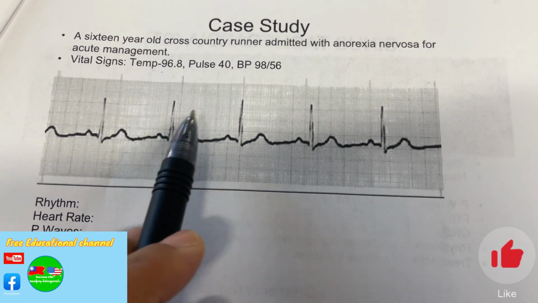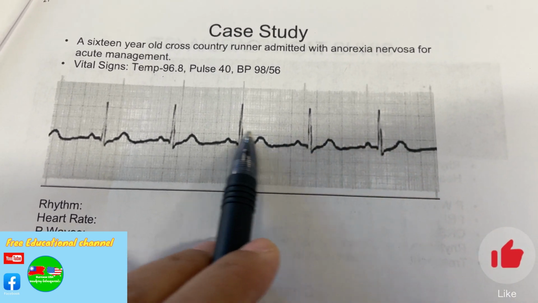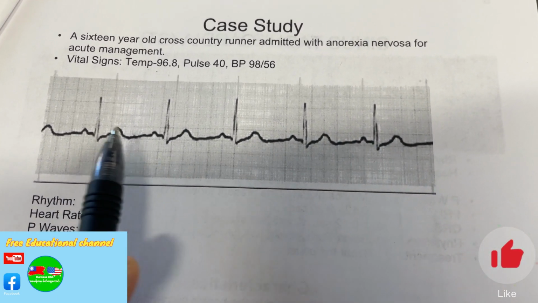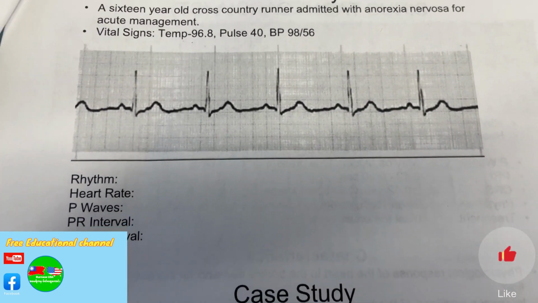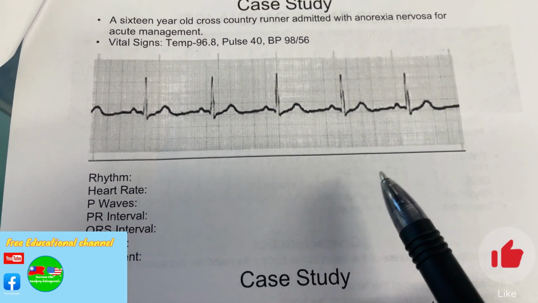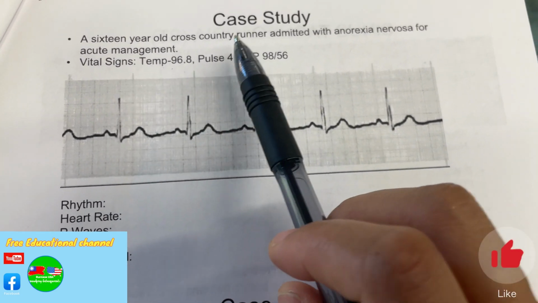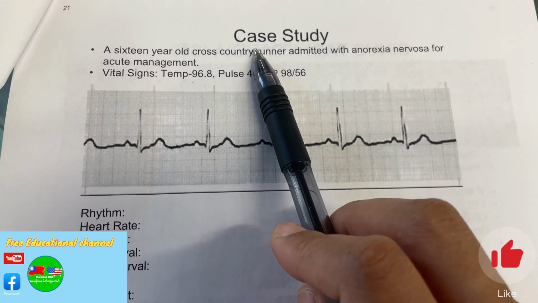Rhythms are regular, 1, 2, 3, 4, 5. So it's about 5 times 10 is 50 beats per minute. So it's not 60, so it's bradycardia, but it's not so bad, okay, because he is the sporty person.